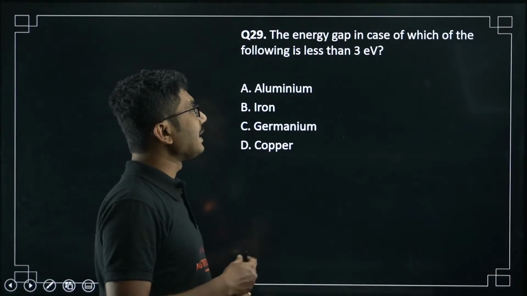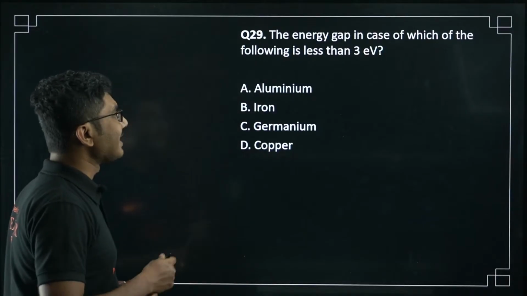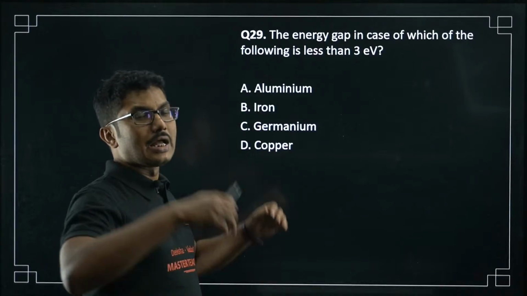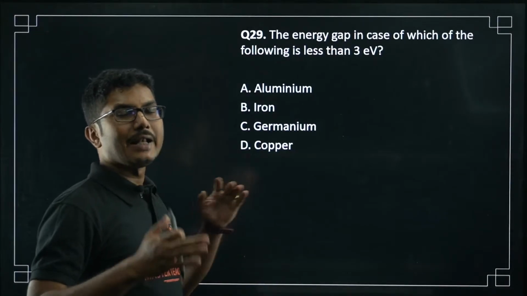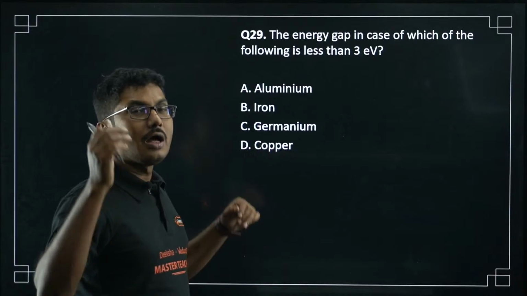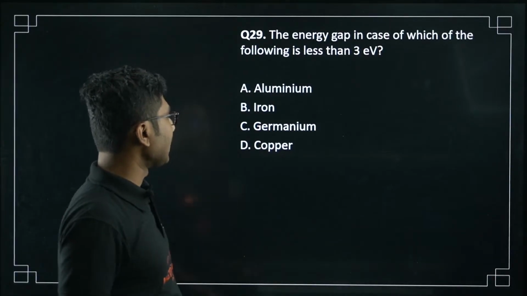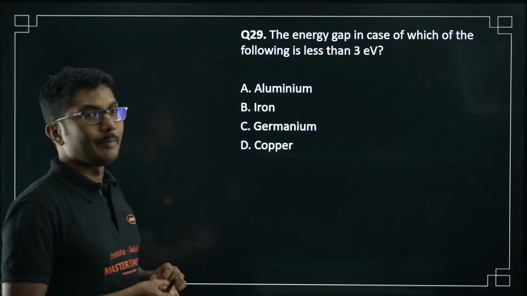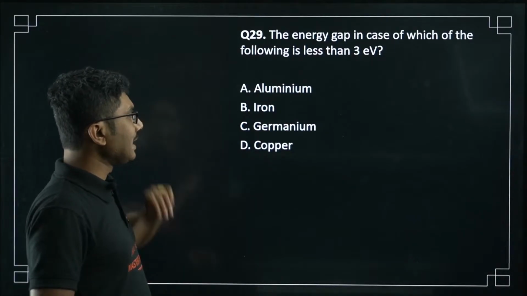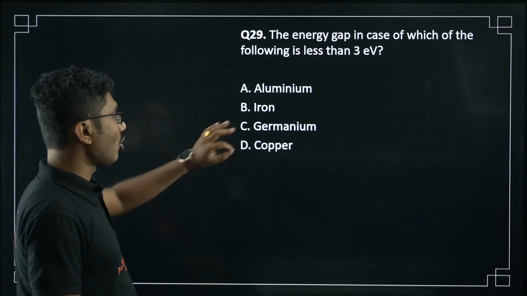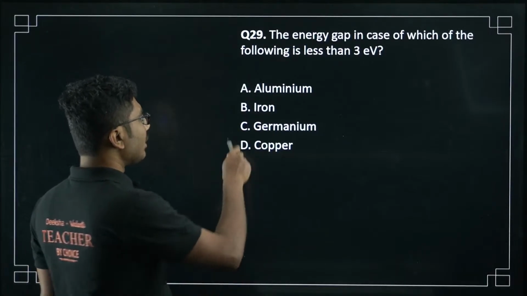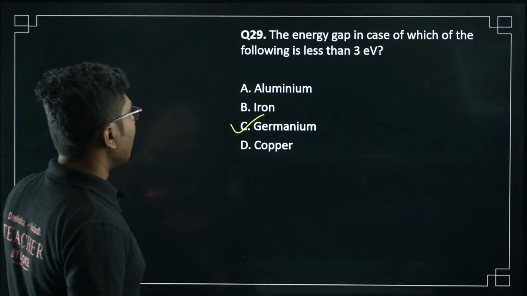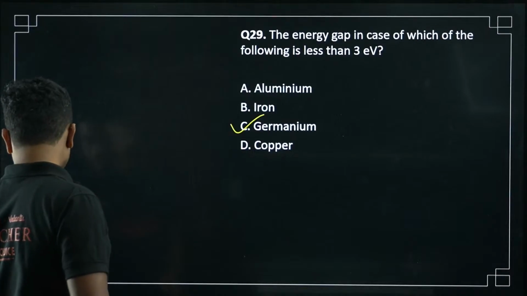The energy gap in case of which of the following is less than 3 electron volt? Greater than 3 electron volt is for insulators, equal to 0 for conductors, and less than 3 electron volt for semiconductors. So which of them is a semiconductor? Aluminium is a metal, so it is a conductor. Iron is a metal, it is also a conductor. Germanium on the other hand is a semiconductor, and copper is another metal, also a conductor. So only germanium is a semiconductor, so for germanium the energy gap is less than 3 electron volt.